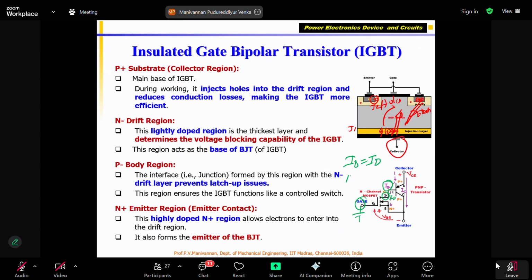If VGE is varied from 0 to 5 volts, my ID will vary from 0 to 10 milliamps or 100 milliamps. This is given as the base to the power transistor. So my beta equals 1000, correct? If I vary the gate voltage from 0 to 5 volts, my ID varies from 0 to 100 milliamps, and that will be multiplied by 1000. So 100 amps of current will flow as IC. That's how it works. You understood?